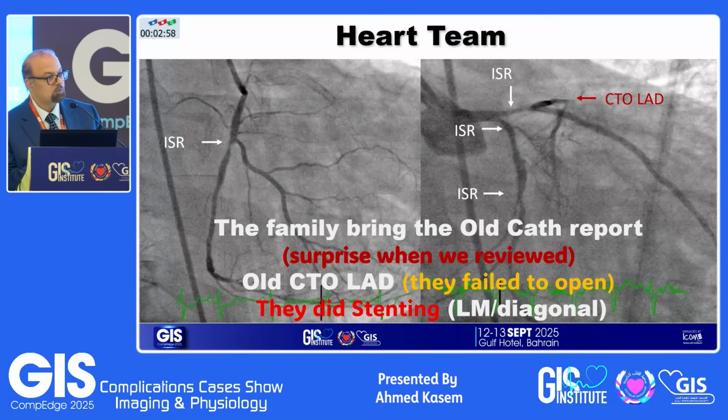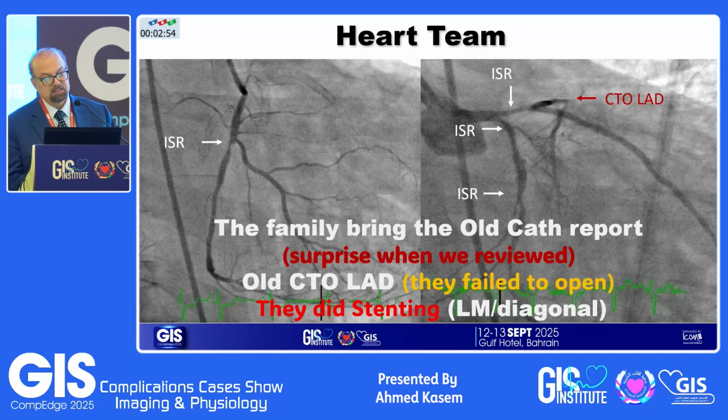In the CCU, I asked the family again for the previous report of the PCI done in the private sector in Egypt 8 months earlier. I was surprised: the LAD was a CTO. And more surprising, the report said that PCI stenting was done to the left main to the diagonal branch, and they cancelled PCI to the LAD after failure to cross it.